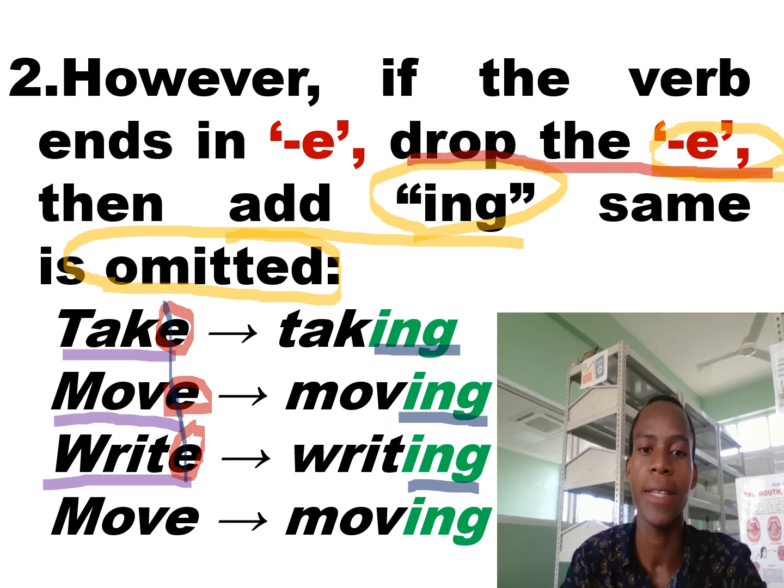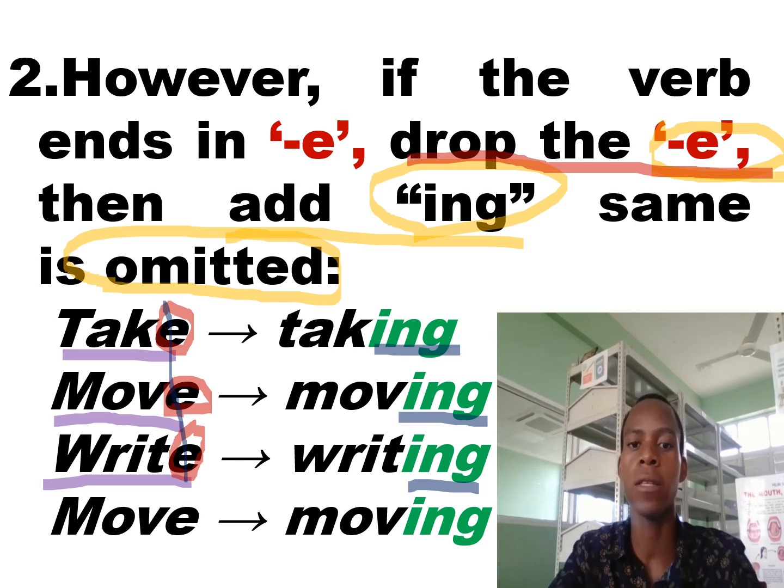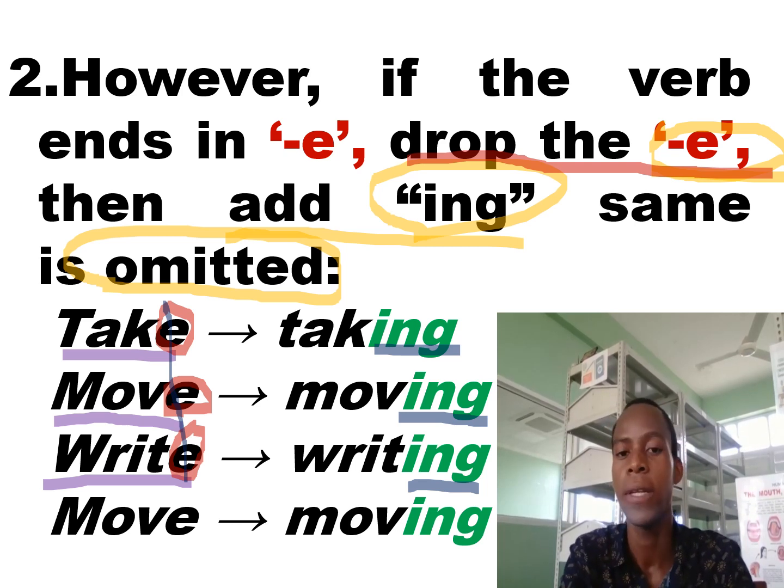So we have taking, moving, and writing as the present participles of the verbs like take, move, and write. The reason is these verbs end with an e sound. So we take out, remove or omit the e sound, and we add ing to form the present participles. But let us have another principle.